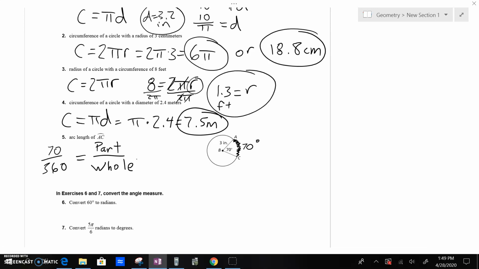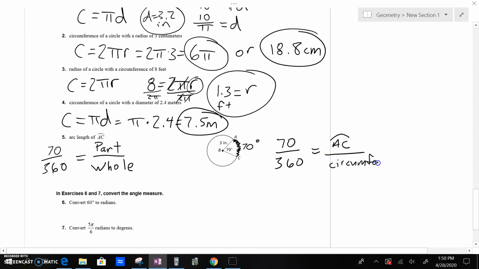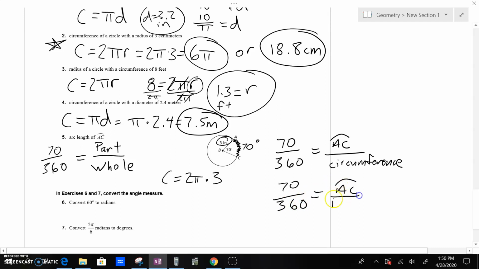Well, we're looking for the part. That's the AC that we're looking for. So 70 over 360 is going to be our arc AC over whatever our circumference is. And in this case, we actually need to go find the circumference. So we need a circumference for a radius of 3 inches. So we'd say 2 times pi times 3. Well, I think we actually already did that. That was up here in number 2. So we don't have to go and redo that one. That's going to be 18.8. So it'd be 70 over 360 equals AC over 18.8.